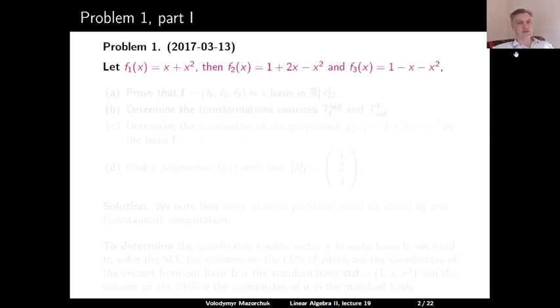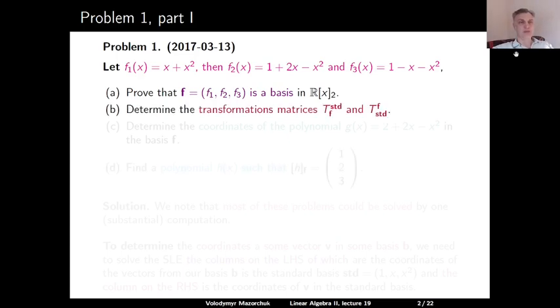Let f1 of x be the polynomial x plus x squared. Let f2 of x be the polynomial 1 plus 2x minus x squared, and let f3 of x be the polynomial 1 minus x squared. A. Prove that f1, f2, and f3 form a basis in the space of all polynomials of degree at most 2. B. Determine the transformation matrices between the standard basis and this basis f in both directions.